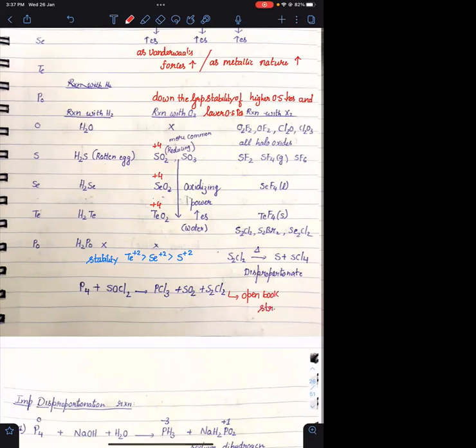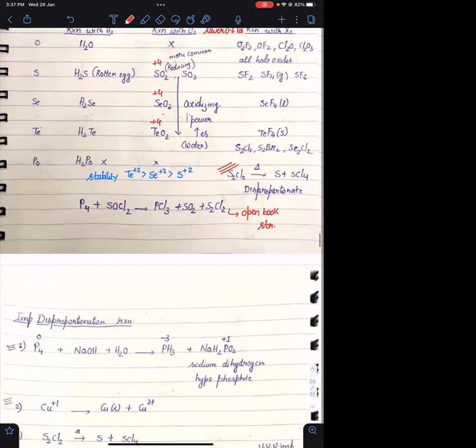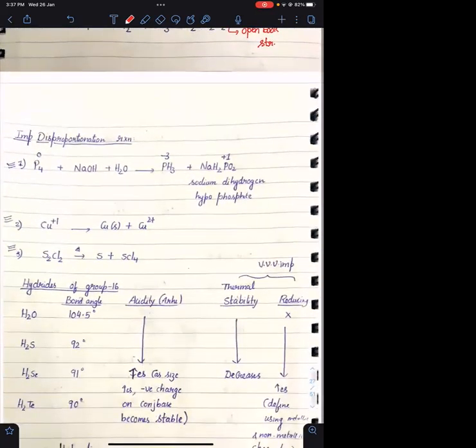This reaction is important. Disproportionation of S2Cl2 upon heating. Okay? यहाँ पे आपको important disproportionation reactions लिखा है. All the three are very important.